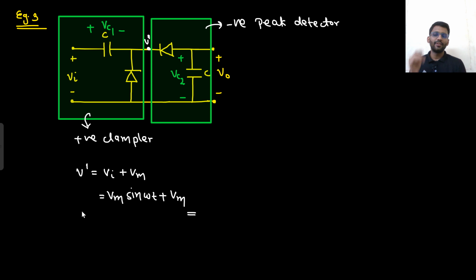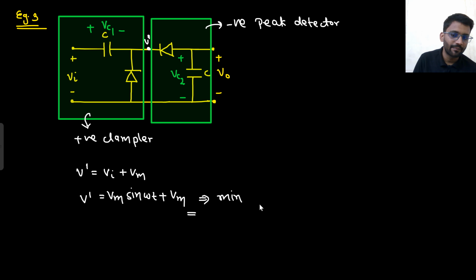Tell me what is the minimum value of this? Because this is a negative peak detector, it will detect the minimum value. A positive peak detector detects the maximum value. What is the minimum value of this? The minimum value is 0 volt. So it will detect the negative peak. So that is 0 only.